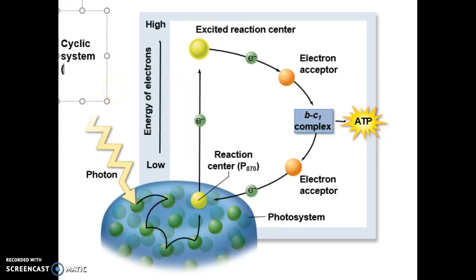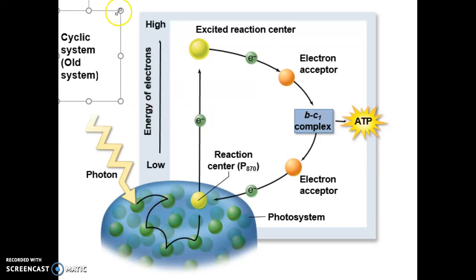The cyclic system is also referred to as the old system. This system evolved billions of years ago, and when we look at it, it's a circle. It's a circular system. The only things still using this are those bacteria we talked about earlier in the first part of the lecture series here.